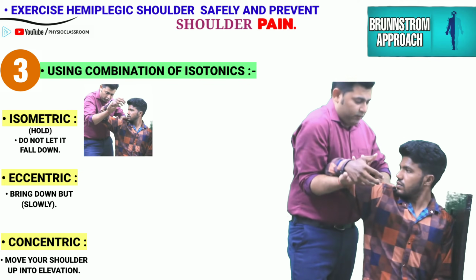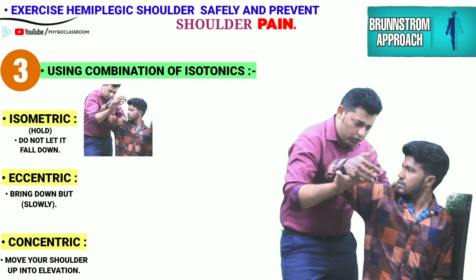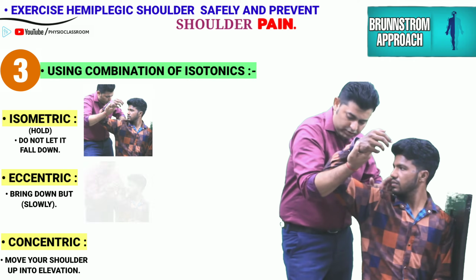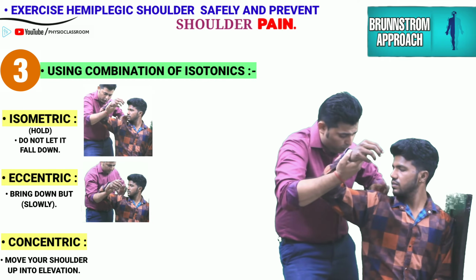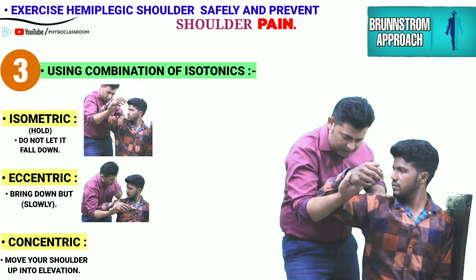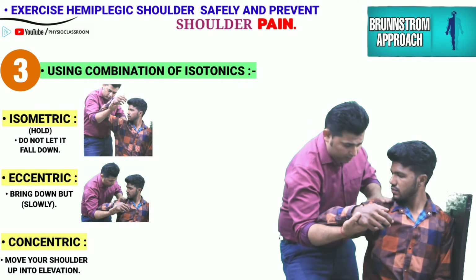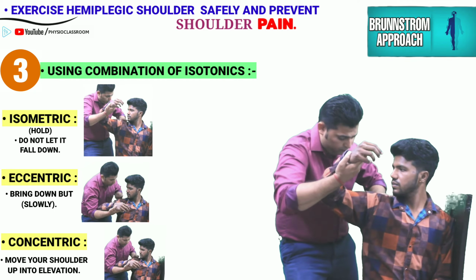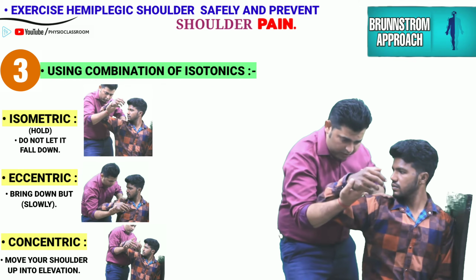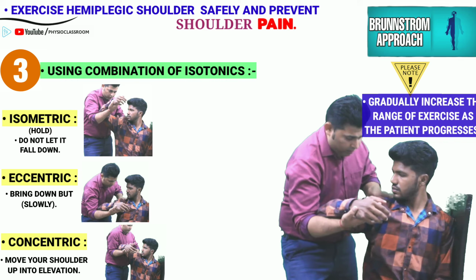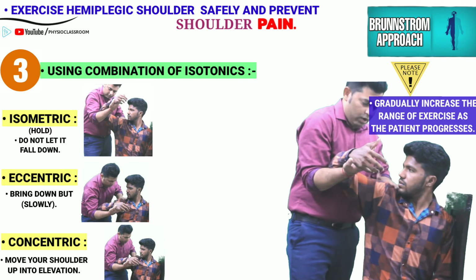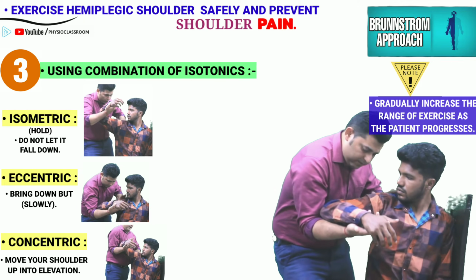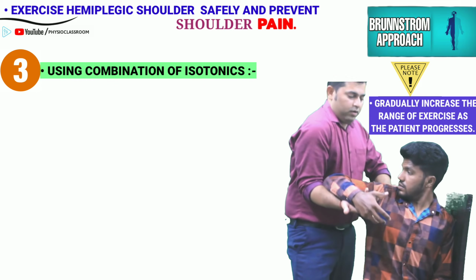The isometric contraction is facilitated by giving the command, hold, do not let your shoulder fall down. The eccentric contraction is facilitated by giving the command, bring your shoulder down but slowly. And the concentric contraction is facilitated by giving the command, now pull up and bring your shoulder up. Exercises are initially performed in small ranges and gradually the range of motion is increased as the patient gains more voluntary control over the shoulder range of motion.